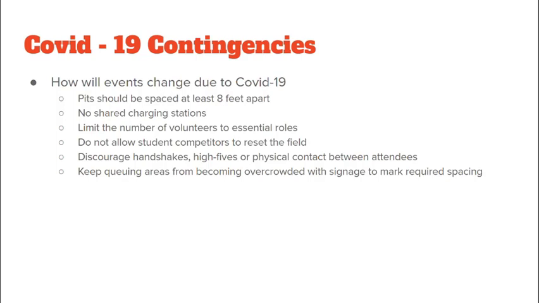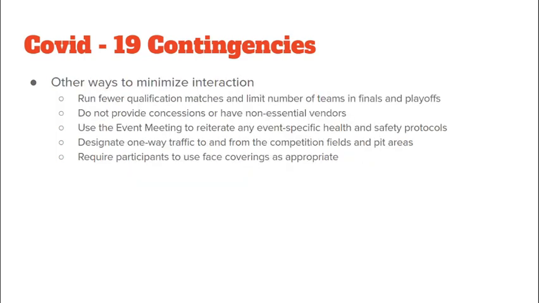We'll also try to keep the queuing areas from being overcrowded by putting up enough signage that everybody knows exactly where they're supposed to go and how far spread out they should be. A couple of other things to minimize interaction: you could potentially run fewer qualification matches and limit the number of teams in the playoffs and in the finals.